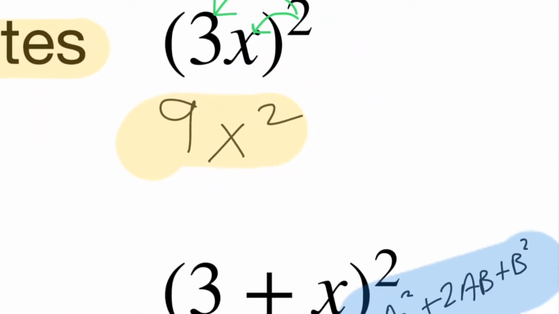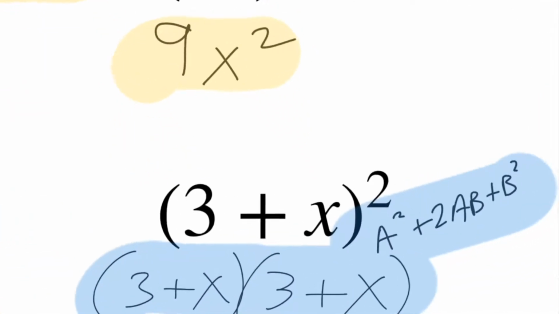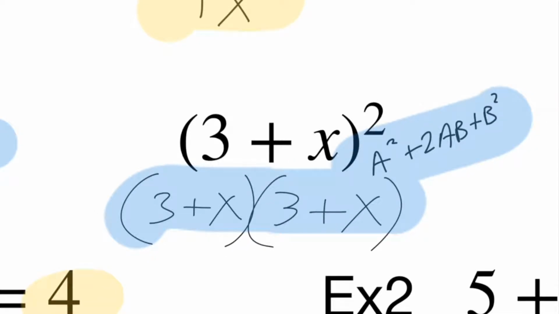However, if you take the same thing and just insert an addition, it's not 3 times x, but 3 plus x squared. All of a sudden, it's 3 plus x times 3 plus x. In fact, in this section, I'm going to use this formula a lot, a squared plus 2ab plus b squared, so let's make sure we remember how to use that.